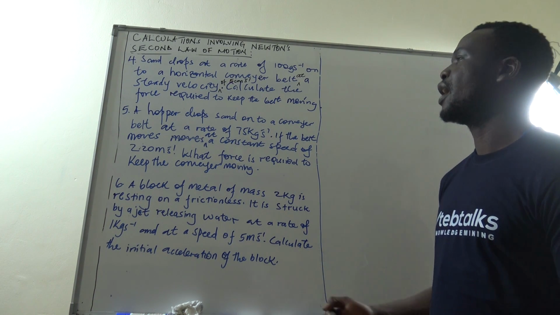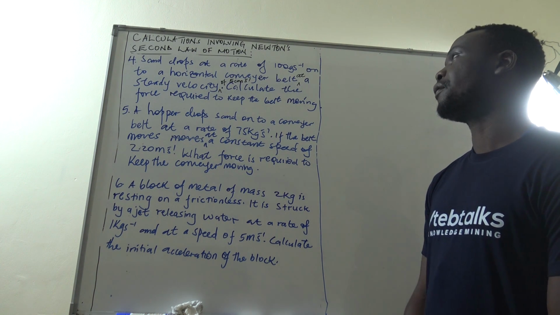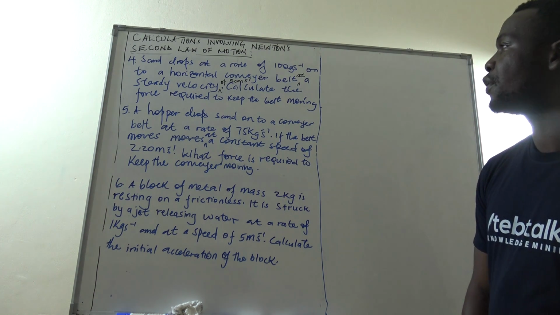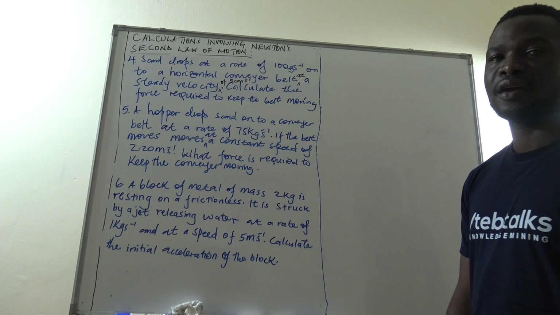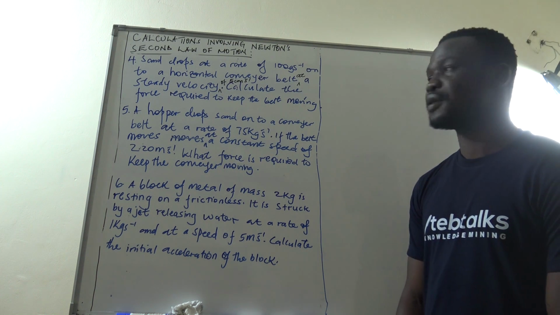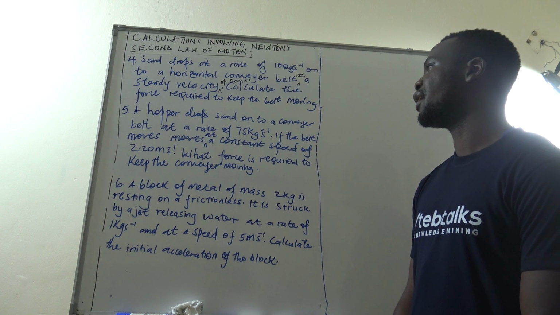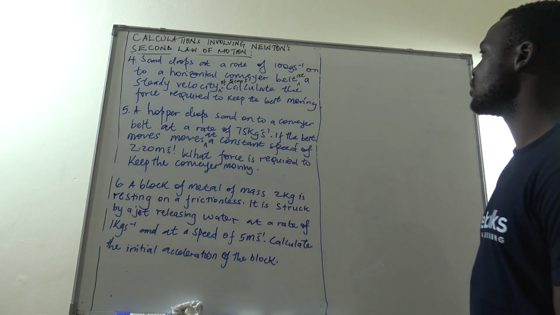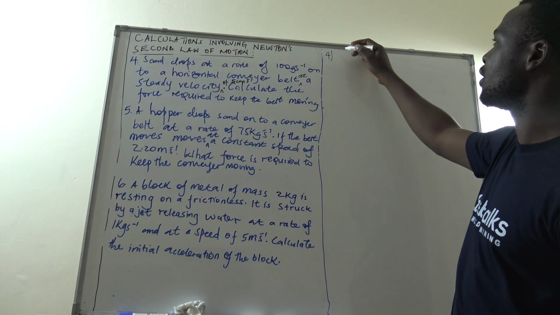law. Our question number 4 says that sand drops at a rate of 100 grams per second onto a horizontal conveyor belt at a steady velocity of 5 centimeters per second. Calculate the force required to keep the belt moving. So that is our question 4. Let us collect the data.